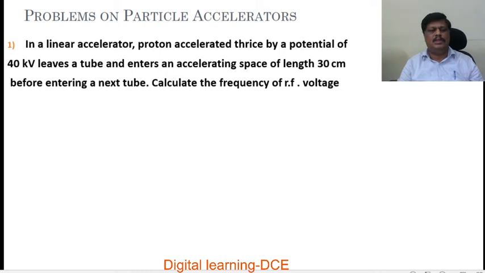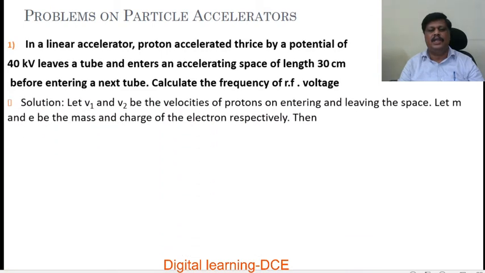First problem. In a linear accelerator, a proton accelerated thrice by a potential of 40 keV leaves a tube and enters an accelerating space of length 30 centimeter before entering the next tube. Calculate the frequency of RF voltage. We have to calculate the frequency of RF voltage in LINAC.